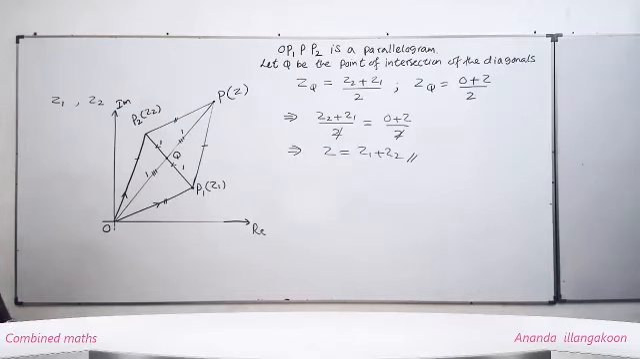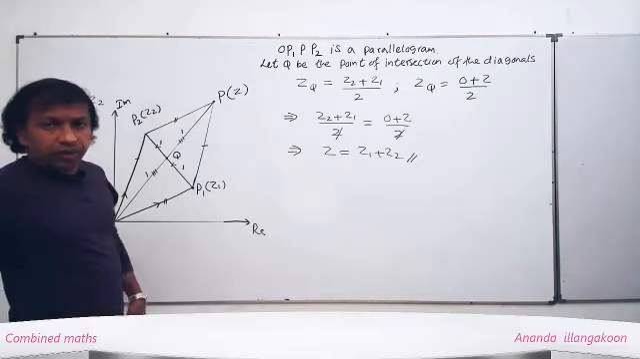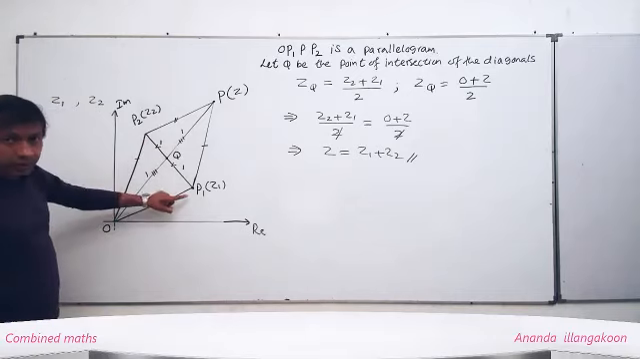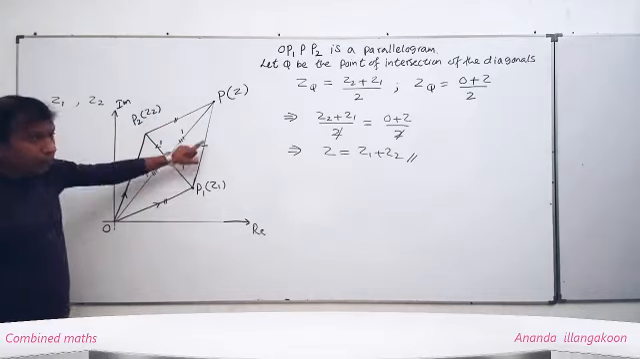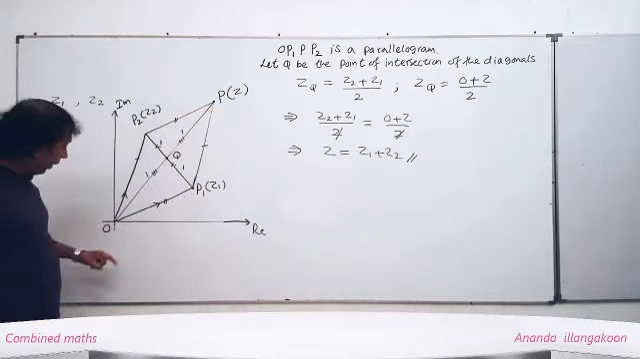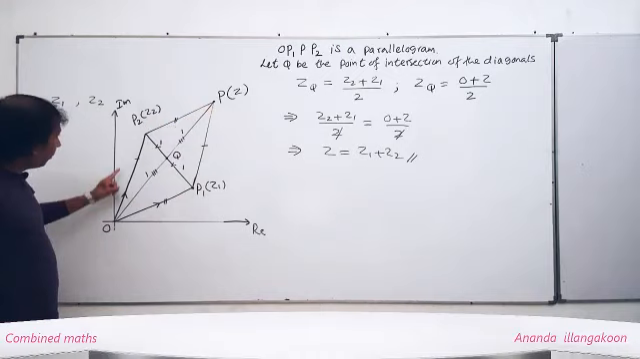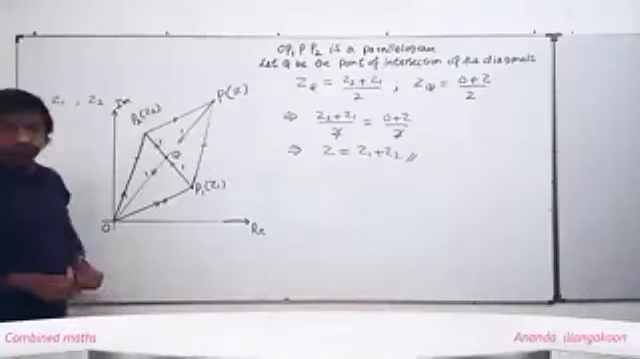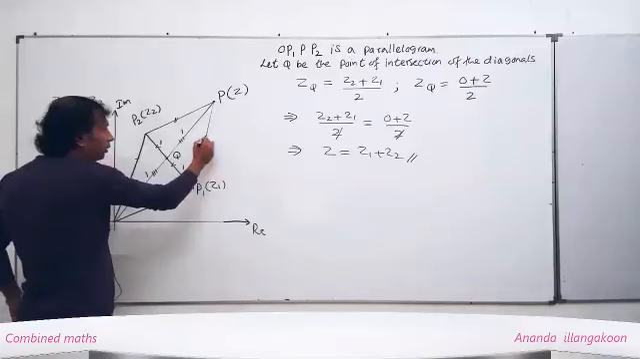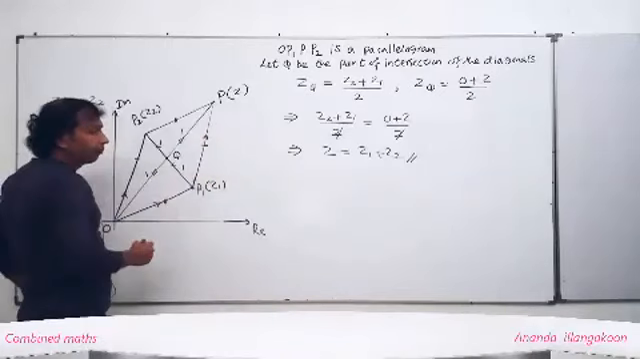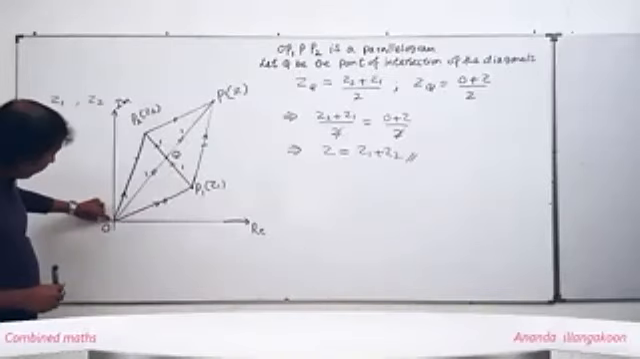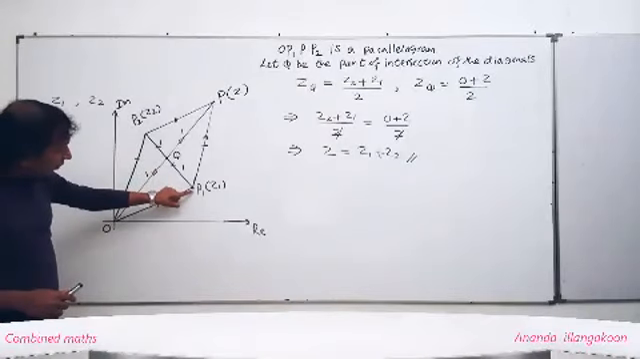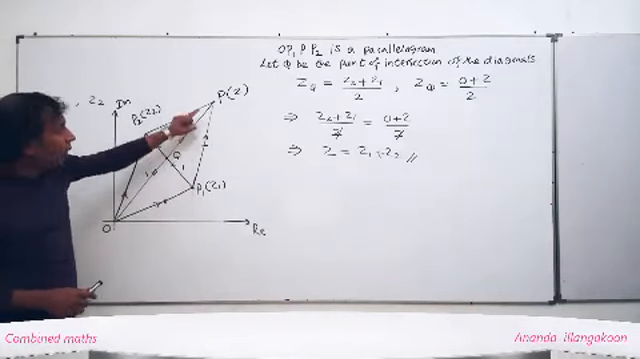Okay, now we will see, we said that this is the parallelogram. Then this OP2 line segment is equal in length to the P1P line segment, and this OP2 line segment is parallel to the P1P line segment. Then the complex number represented by the line segment OP2 and the complex number represented by the line segment P1P should be equal.